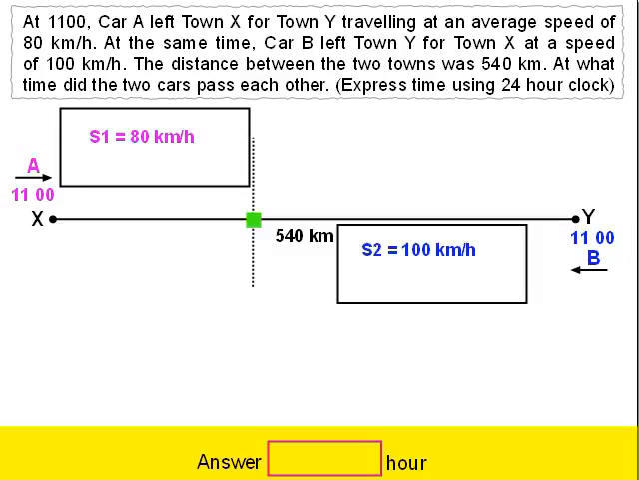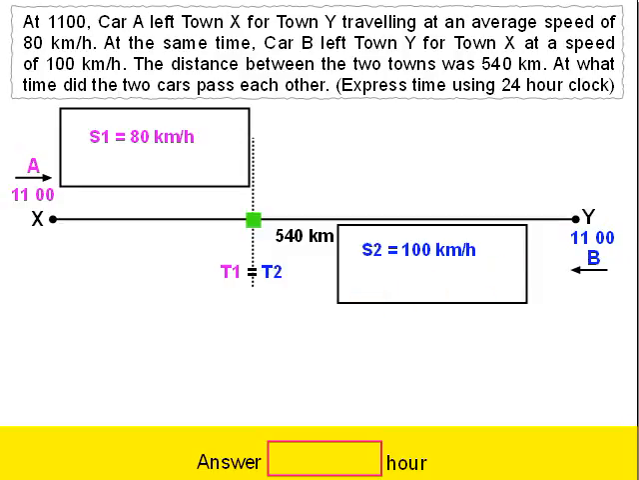We have distance, speed and time for such topics. So now look at here. At this juncture where they met, it was the exact same time for both cars, although the distance traveled is different.